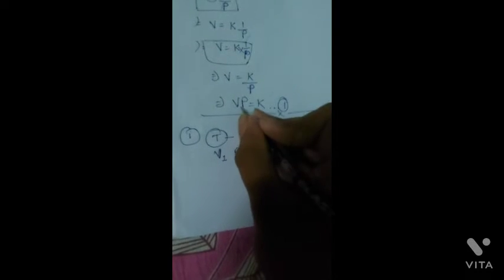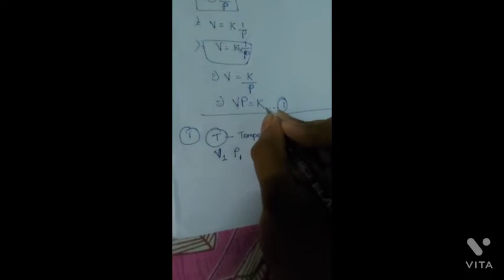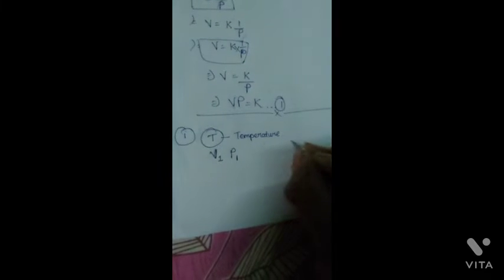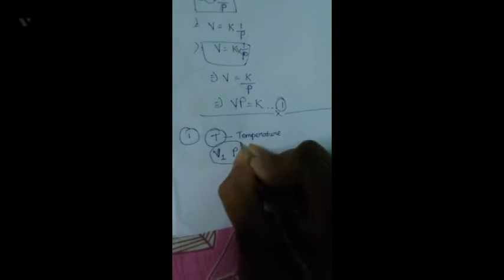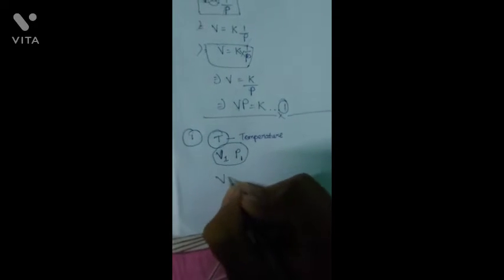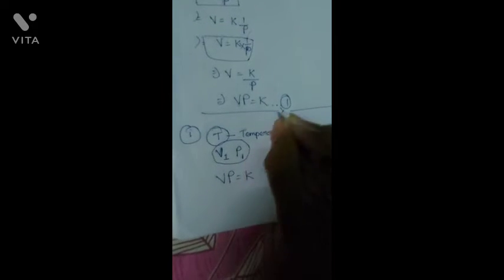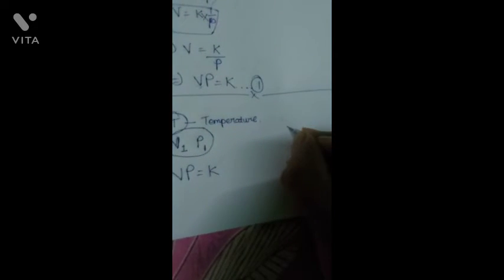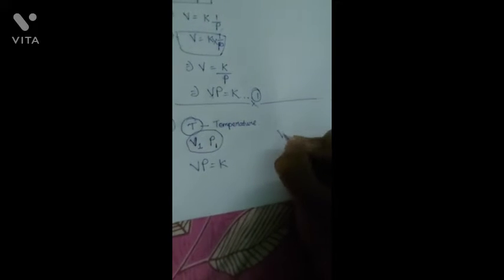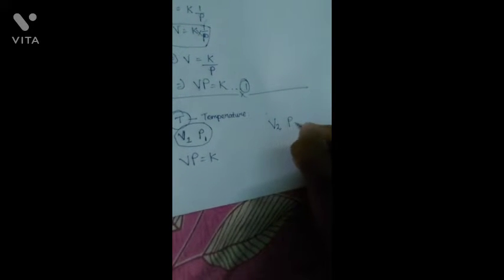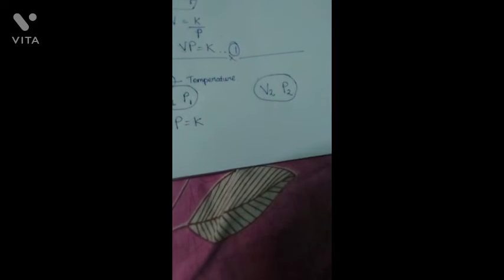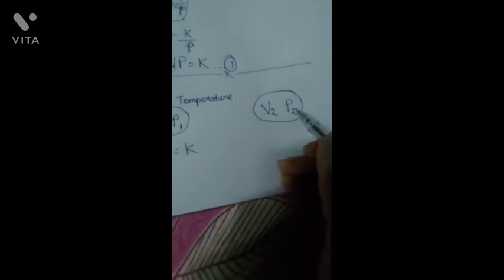Now we know that VP is equal to K, right? Suppose we get VP equals K from this formula. Then the new volume is V2 and the new pressure is P2 of a body or a gas. Now the volume is V2 and the pressure is P2.